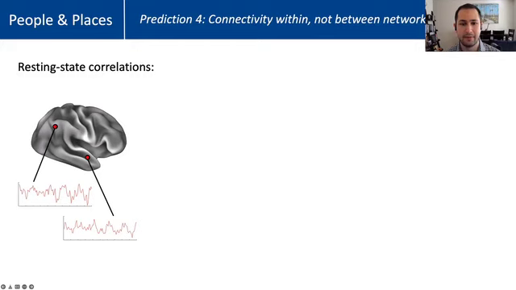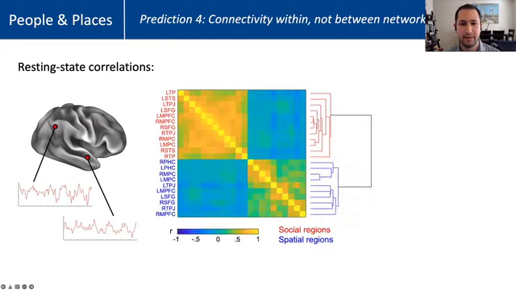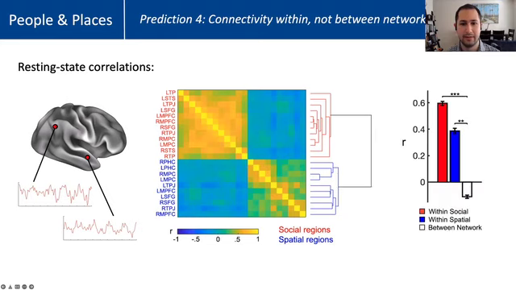Lastly, we test the prediction that these sets of areas form functionally coupled networks by assessing resting state correlations between these ROIs. Here I'm showing a correlation matrix between all of the ROIs that I just described, and we see strong correlations within parts of the apex network that have similar category preferences, regions that prefer people or places, but weak or zero correlation between those two sets of areas. Here I'm showing a quantitative analysis of this effect, and this demonstrates that these sets of regions can be thought of as functionally coupled networks, two parallel distinct functionally coupled networks.